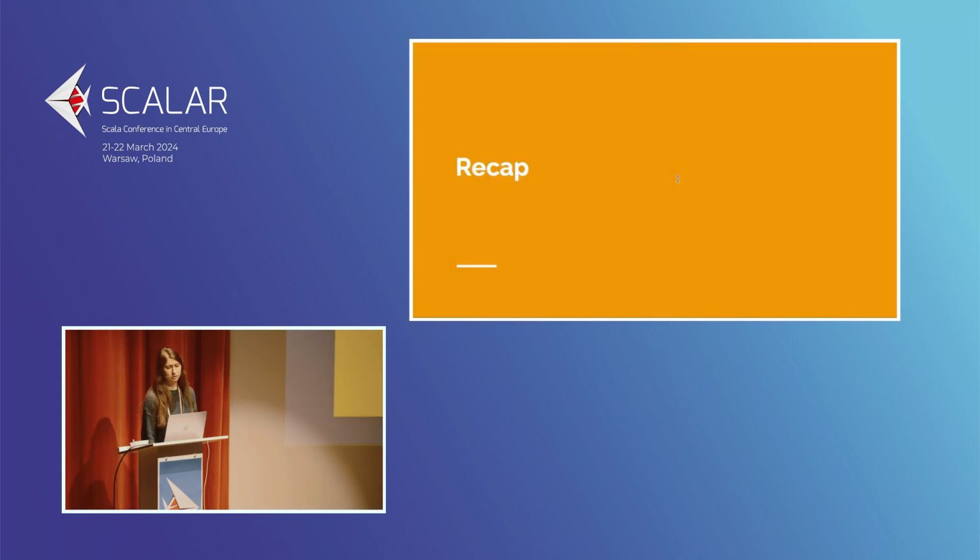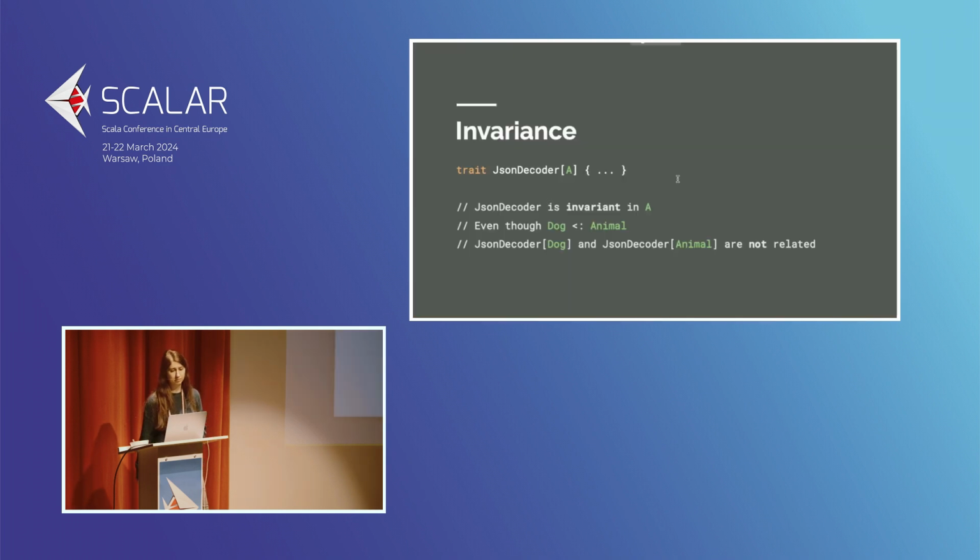Right. So quick recap. We started with invariance. So invariance is, you don't have any plus or minus in front of your type parameters. And what invariance means really is whatever relationship exists within your type A is never propagated into the type class. There's no relationship whatsoever in this case here between the JSON decoder for Dog and Animal, regardless of what relationship exists within Dog and Animal.